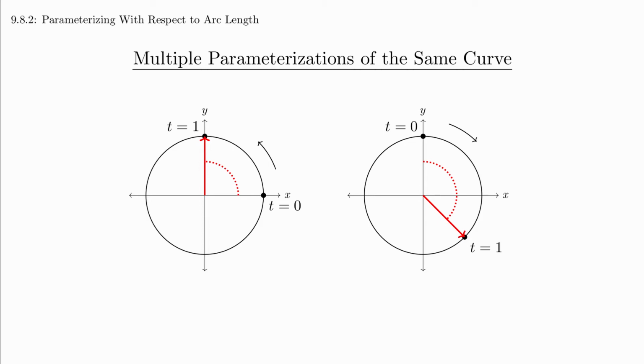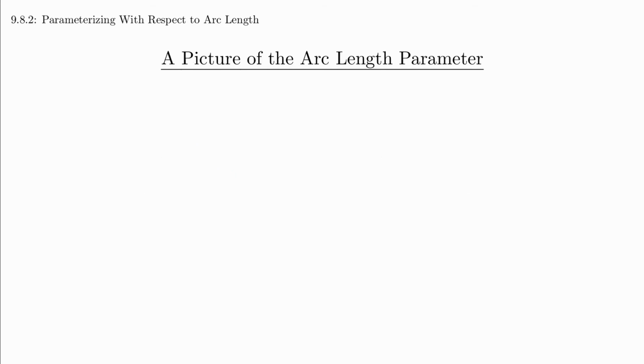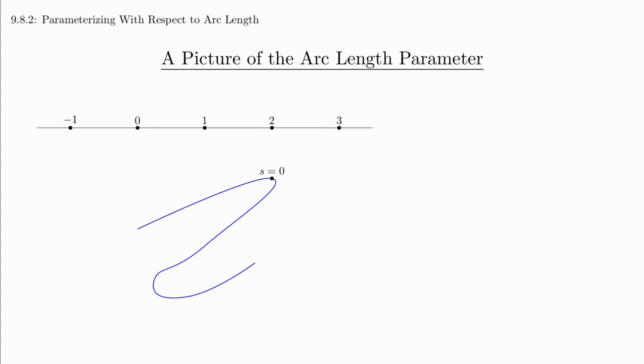We can change where we put the 0, and we can traverse the path at any speed we want. This flexibility makes it difficult because there's no standardization for how we view the curve. The arc length parameter changes all of that. Rather than using an arbitrary value to parameterize a curve, we're going to use the physical distance. Once we establish the location of 0, then all the points are measured by their distance along that path.